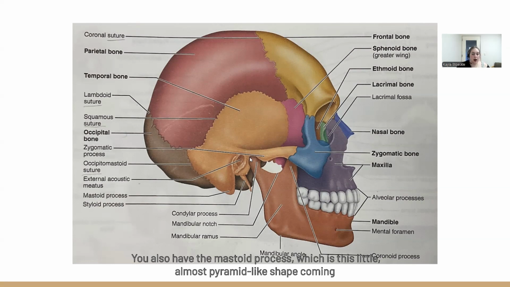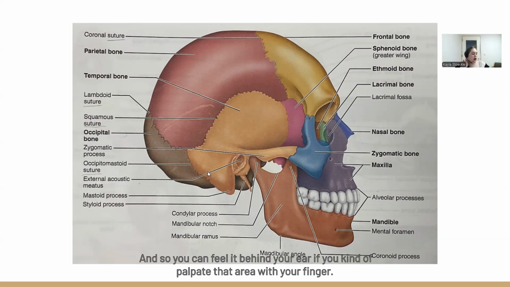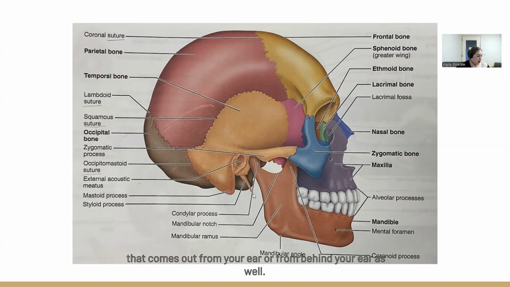You also have the mastoid process, which is this little, almost pyramid-like shape coming out below your ear. And so you can feel it behind your ear if you palpate that area with your finger. You also have the styloid process, which is this little, almost pickaxe-like shape that comes out from behind your ear as well. It also kind of looks like a tooth, like a vampire or werewolf tooth. And it's a point for ligaments and muscles to attach to the neck.